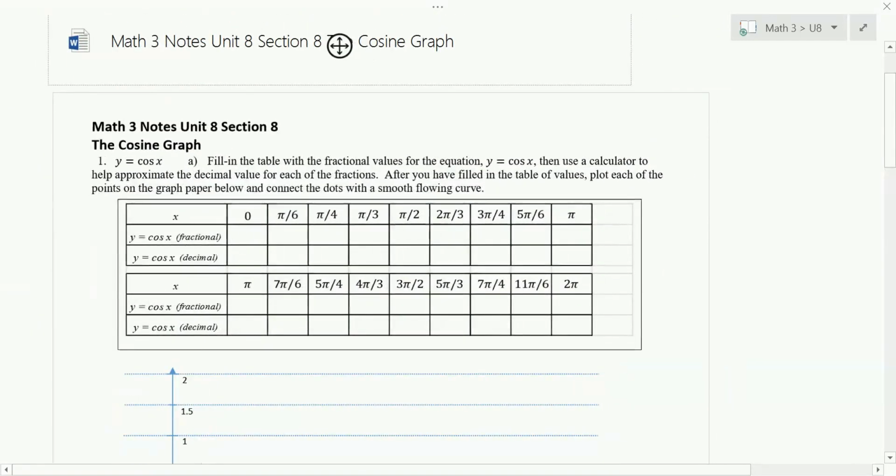Alright guys, so yesterday we looked at the sine graph. Today we're going to look at the cosine graph. We're going to see a lot of similarities between the two.